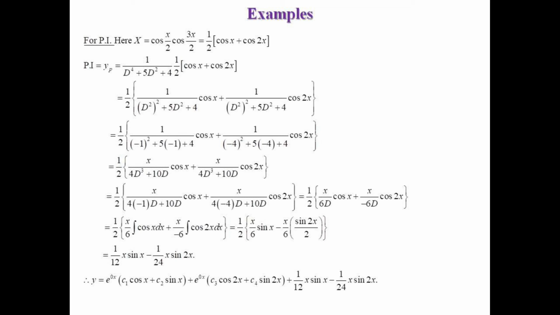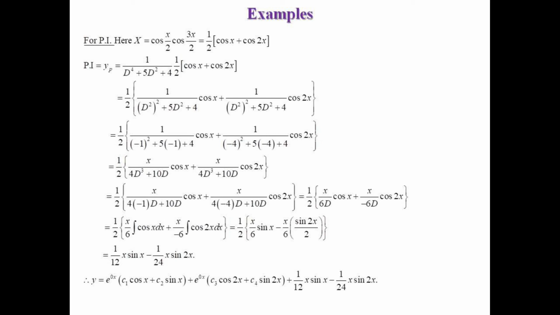So whenever we get 0 in the denominator, at that time we attach x on the numerator and take the derivative of the denominator. So 1 upon 2 is common, so attach x on the numerator. So x upon the derivative of D raised to 4 plus 5D square plus 4, which is 4D cube plus 10D, into cos x, plus again x upon the derivative of the denominator into cos of 2x. We get the same derivative because the function is the same.